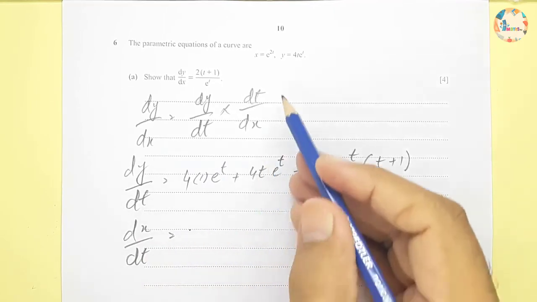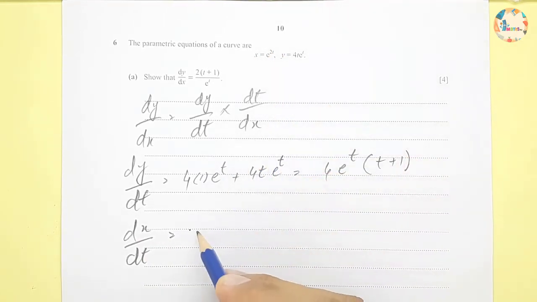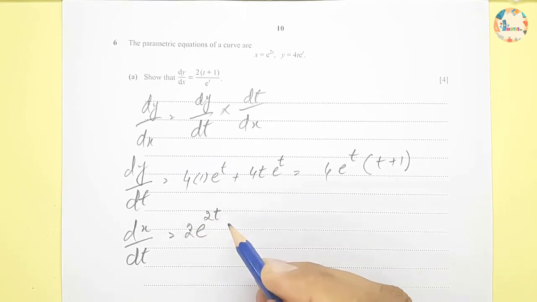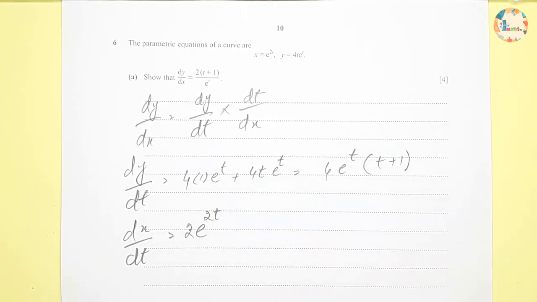And dx by dt also we can find. dx by dt will be derivative of this one, which will be e raised to 2t as it is, and derivative of 2t will be 2. So we can write here 2. This will be our answer for dx by dt.